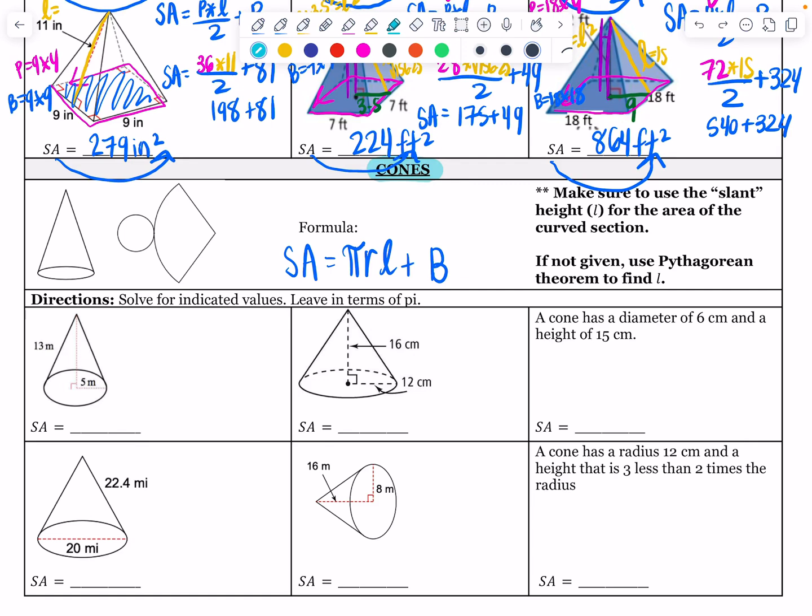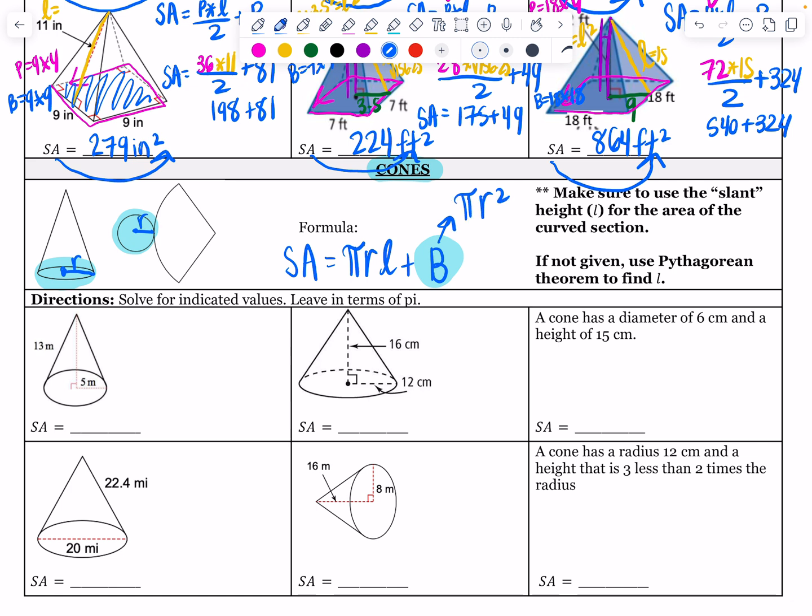All right, so the formula for the surface area of a cone is pi RL plus the area of the base. Well, what do we always know the area of the base is going to be? It's always going to be a circle. So what is the formula for the area of a circle? That is going to be pi times my radius squared. So you always get to fill that in. That is always going to be pi r squared.